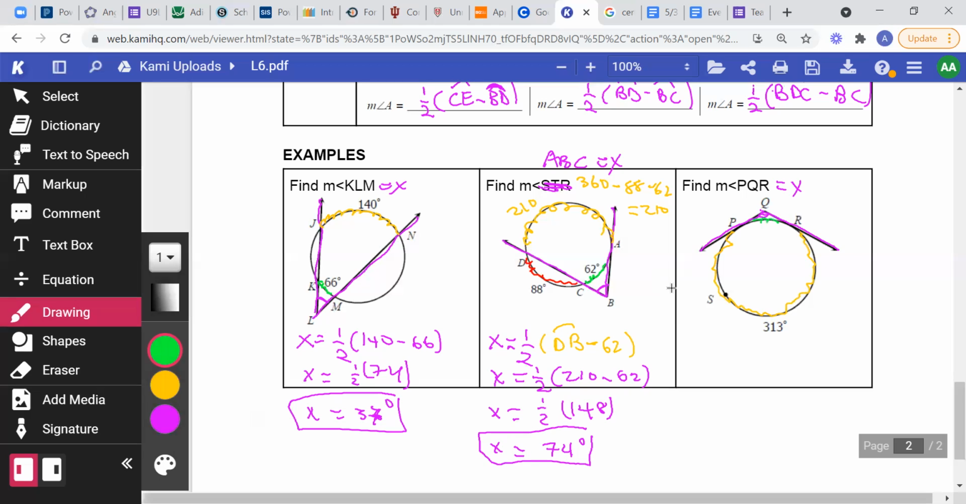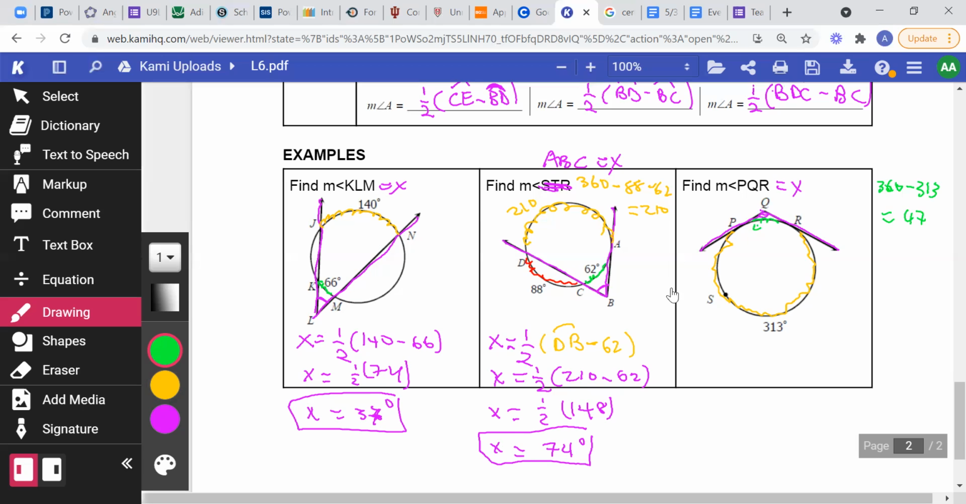We have the big arc that is 313, but we don't have the small arc. But we know the big arc and the small arc add up to 360. So to get the small arc, we're going to do 360 minus the big one, 313. And that one gives us 47, which means this arc is 47.